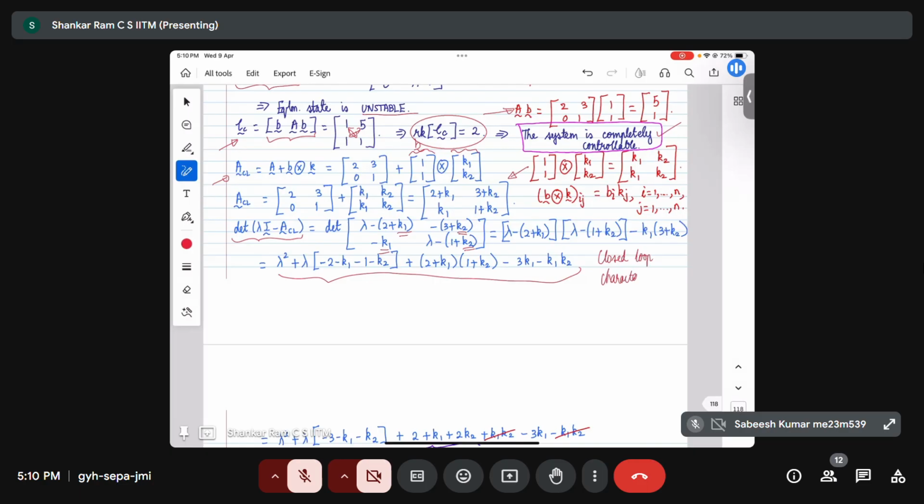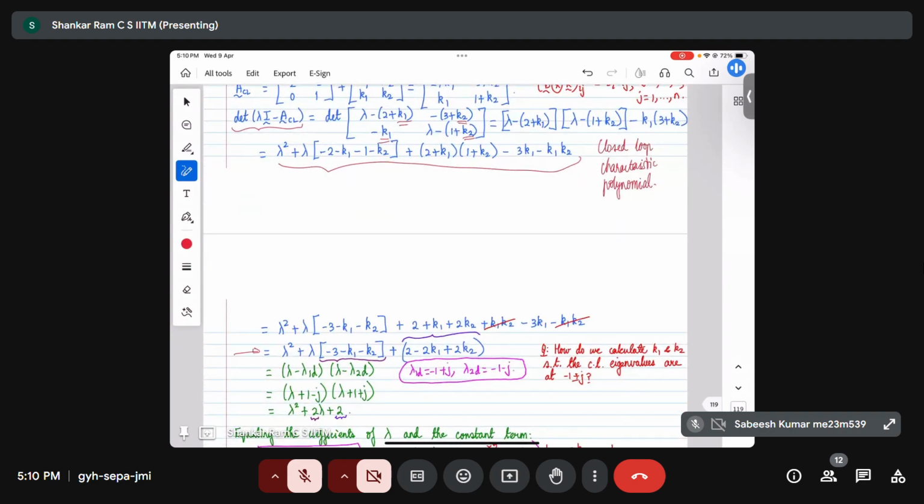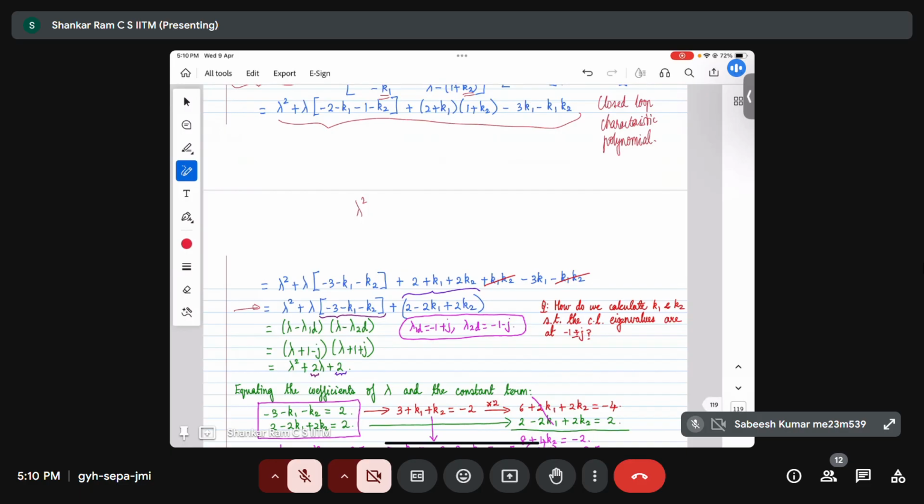So if you remember, when we used the transfer function representation, the denominator polynomial, 1 plus G(s) H(s), that was the closed loop characteristic polynomial. In this particular case, when we use the state space representation, the determinant of lambda I minus ACL is the closed loop characteristic polynomial. So we simplify it, and finally we get it in this form. Okay. Now we can observe that the closed loop characteristic polynomial is this. Let me write it and explain one key concept to all of us.